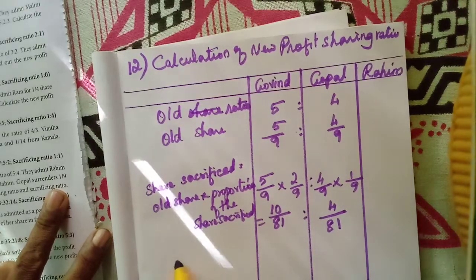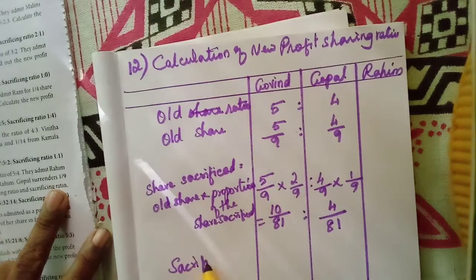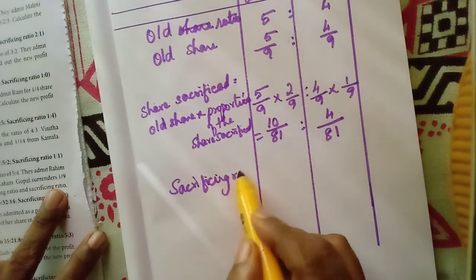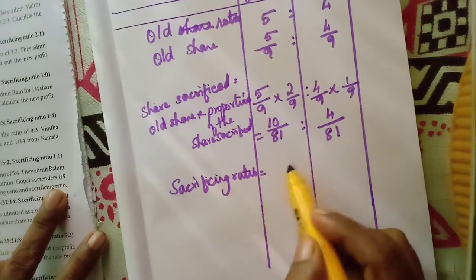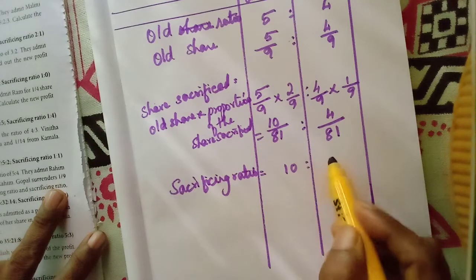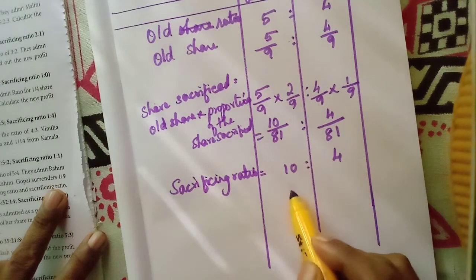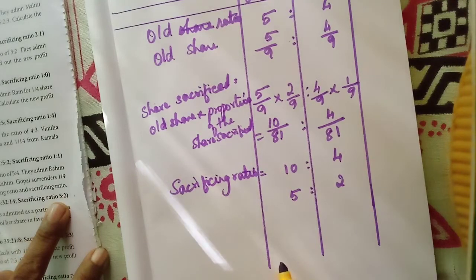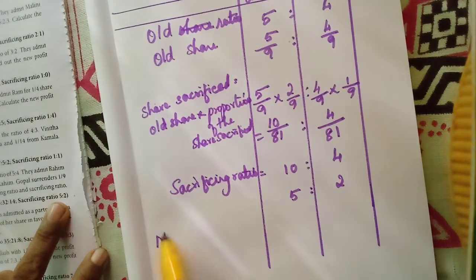Now sacrificing ratio. Ten is to 4. We can simplify and write 5 is to 2. Okay, 5 is to 2. Now new ratio. Old ratio. New share.